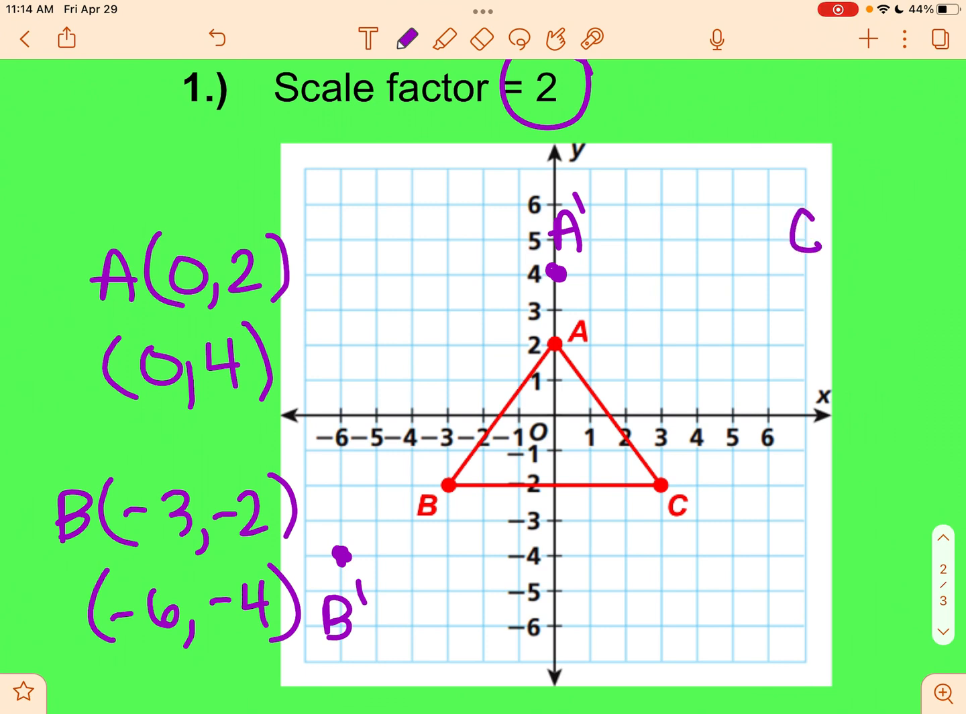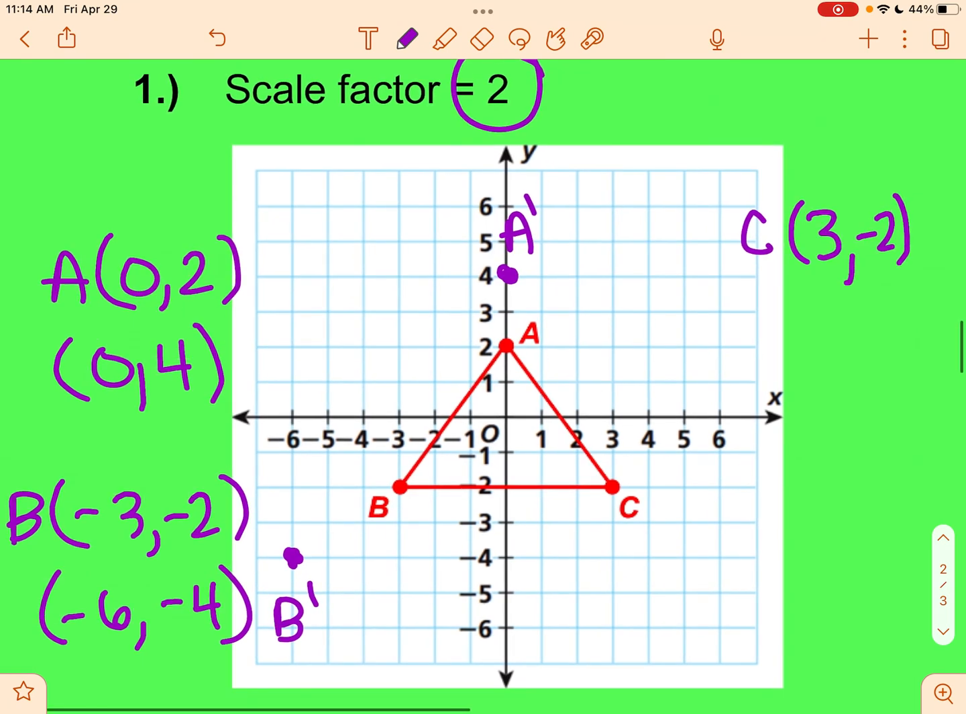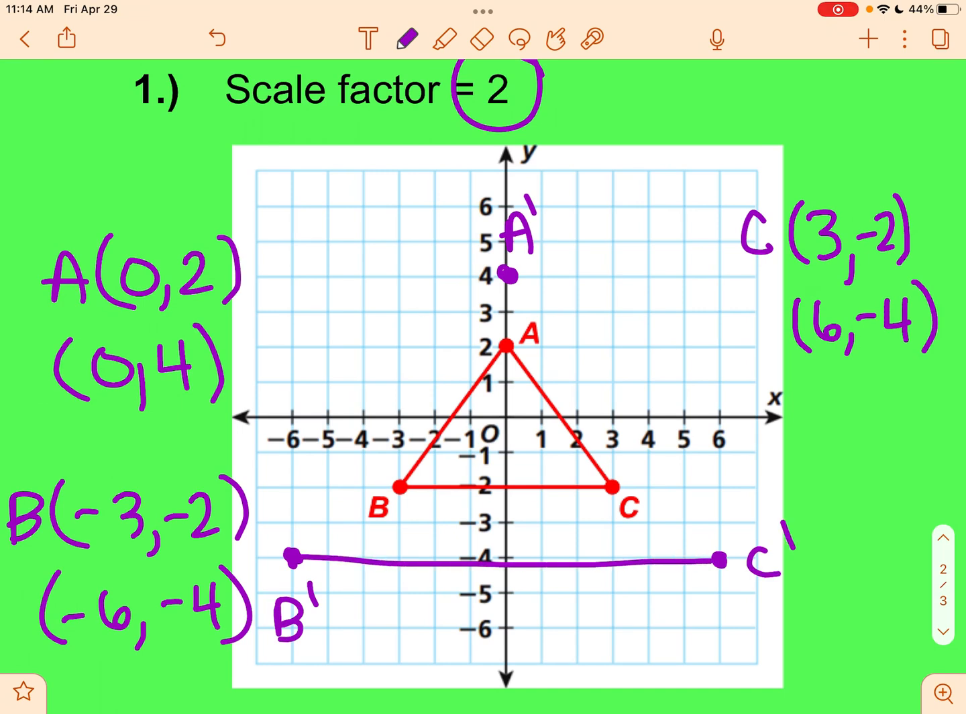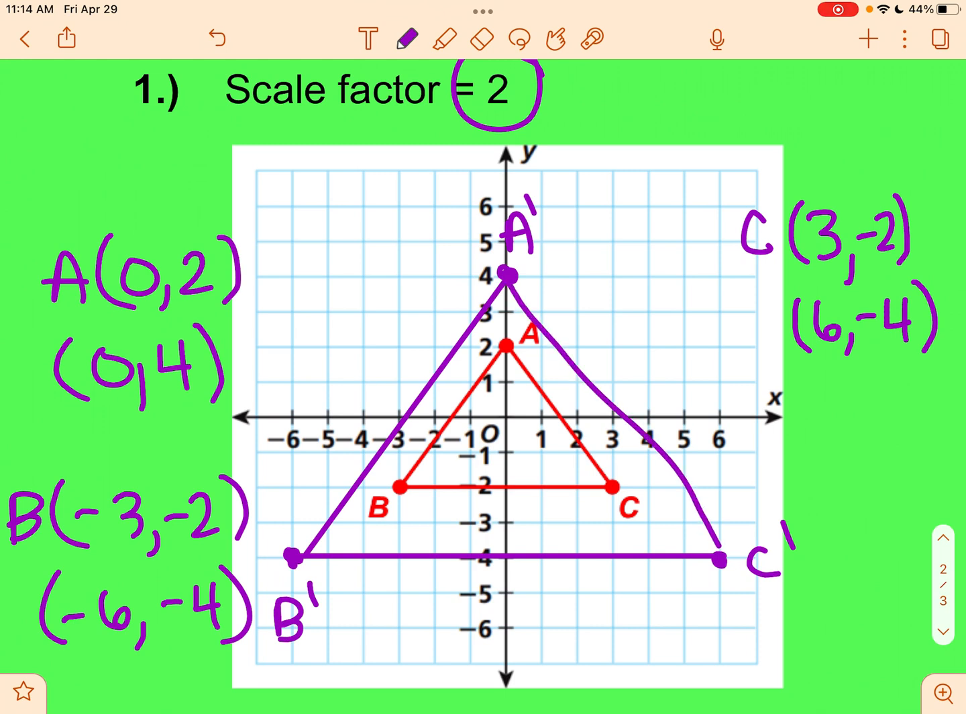And then lastly we have C, and C is at 3, -2. So let's go ahead and multiply both of those numbers by 2. 3 times 2 is 6. -2 times 2 is -4. So 6, -4 is right here. Now let's connect our dots. And we now have our new triangle. And if you notice, our shape is still the exact same. So that is how we do enlargements.